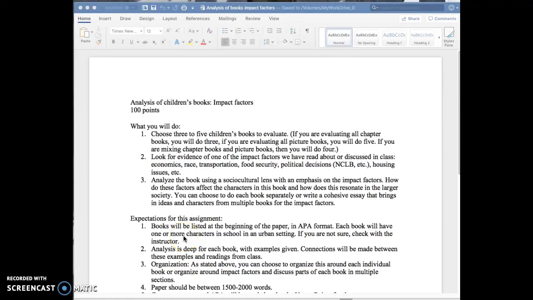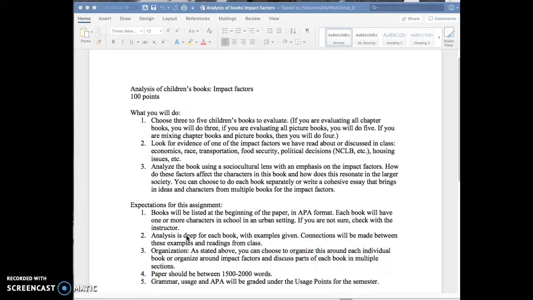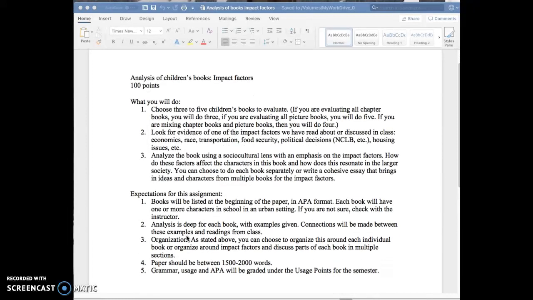Here we have the analysis of children's books using impact factors. This assignment is worth 100 points. So I'm going to go through what you will do, as well as the expectations for this assignment. Please feel free to ask questions on the question forum that's set up on Moodle.